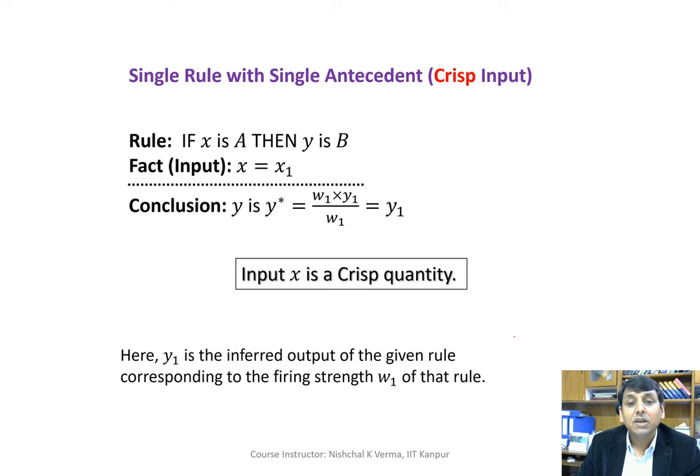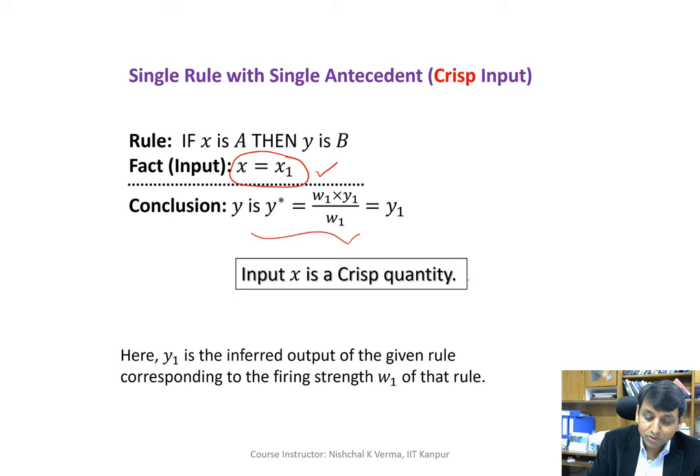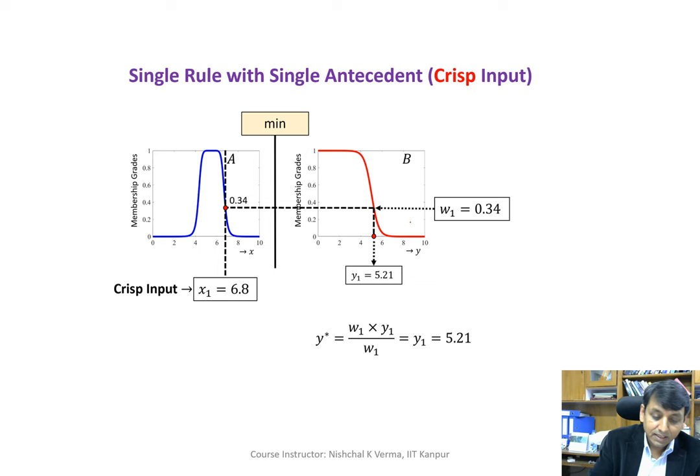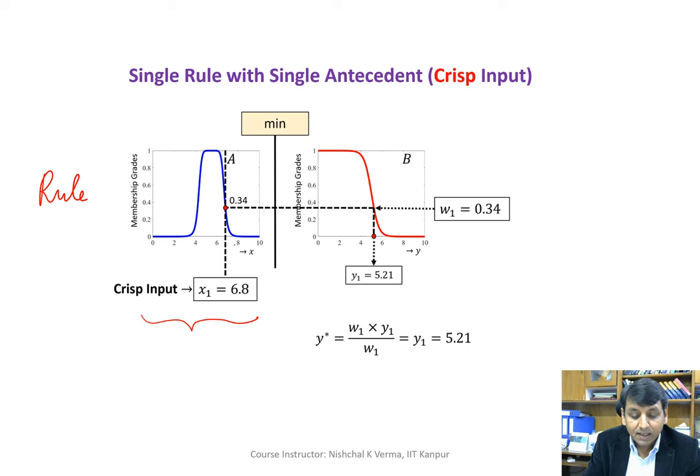Now what if we have the crisp input? If we have crisp input, X is equal to X1, the output here is going to be Y1, and let's see how we find the corresponding output for the crisp input. Here we have the rule, and corresponding to this rule, we have the fuzzy set A that is already given. Now we have the input, let's say X1 is equal to 6.8, which is lying within the universe of discourse, and also within the region of the fuzzy set A. If it is not lying within the region of fuzzy set A, this rule will not be applicable. So this input has to intersect the fuzzy set before the rule can be applicable.